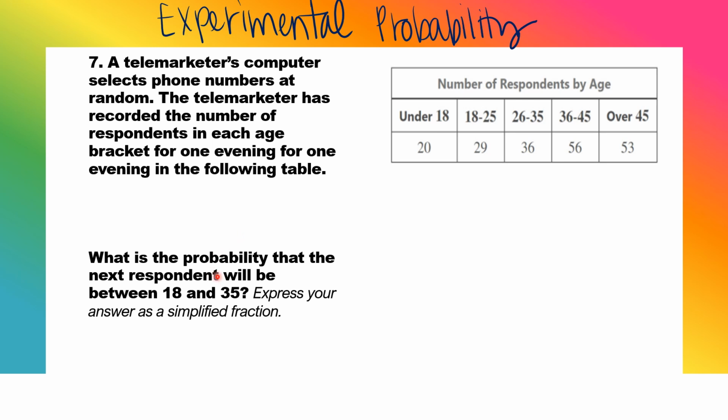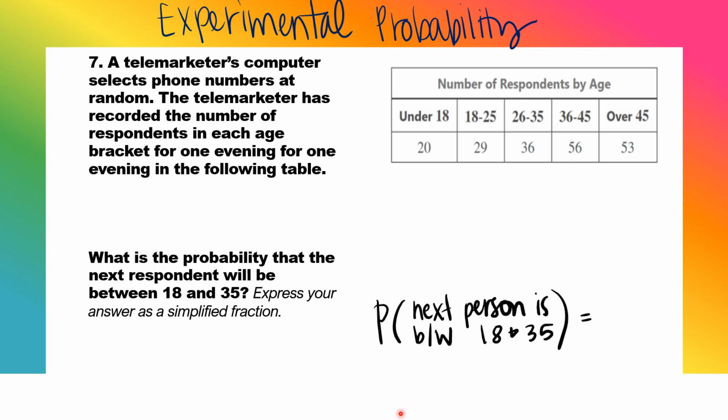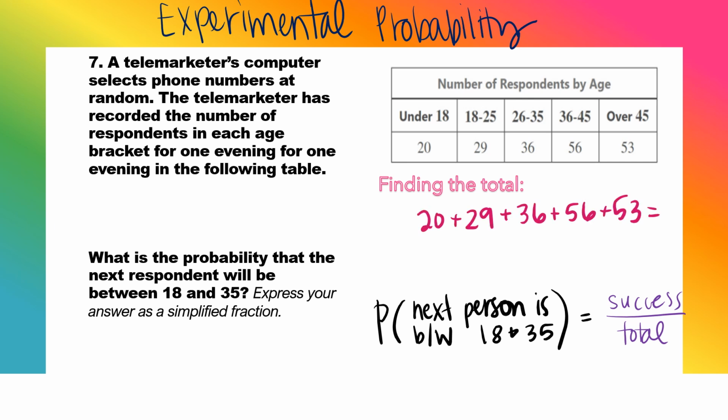All right, so we are finding the probability that our next respondent or next person that answers the phone is between 18 and 35 years old. So I know that that's success over total, right? So I'm thinking success over total. Total is going to be the total number of people that are represented in this table. So you're just going to add those values up, 20 plus 29 plus 36 plus 56 plus 53. And that adds to 194.